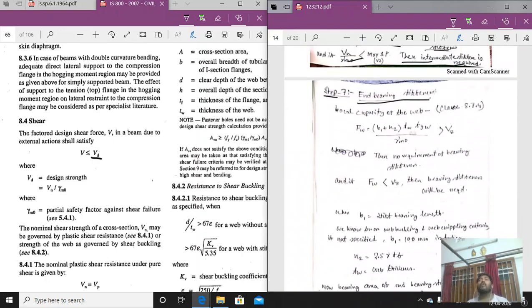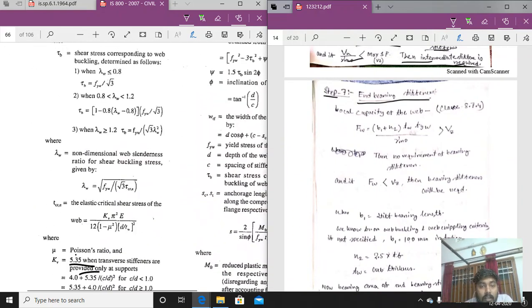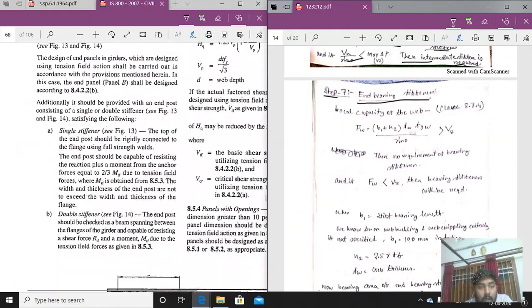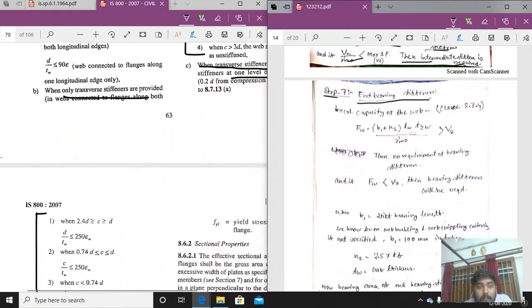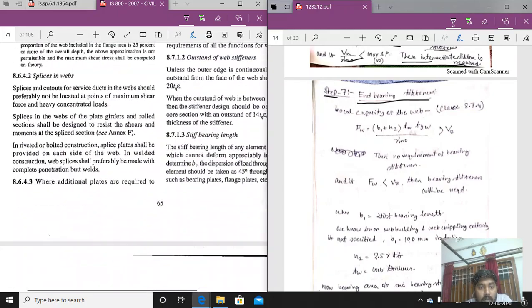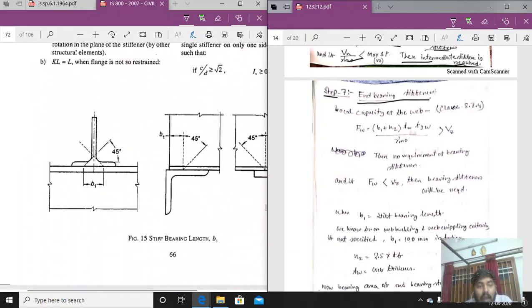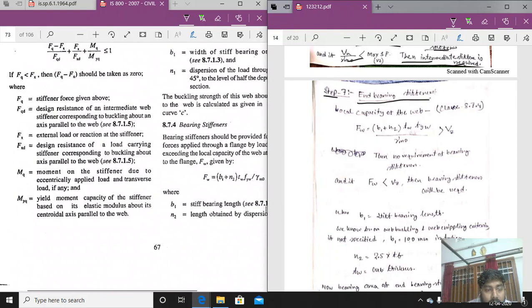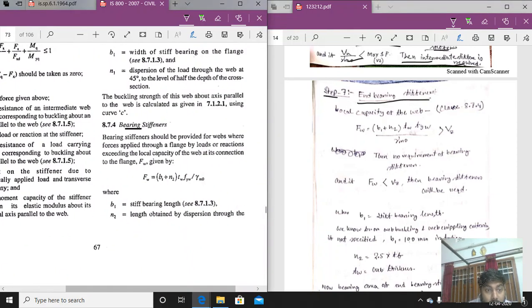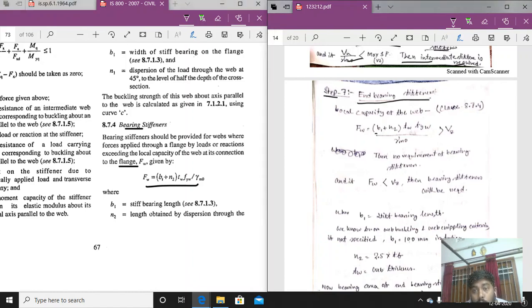Now first the local capacity of the web is checked by the following formula. This is the formula to check the local capacity of the web. Clause 8.7.4. Let us come to clause 8.7.4, bearing stiffener. It is said here the local capacity of the web Fw is given by that formula, B1 plus N2 into TW by FYW by gamma M0. If it is greater than the Vz, then there is no requirement of the bearing stiffener.